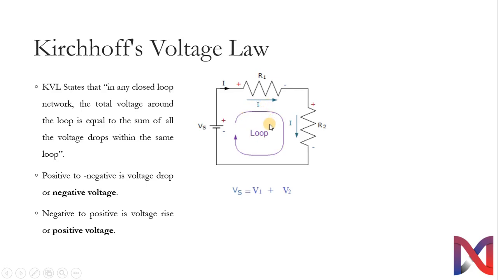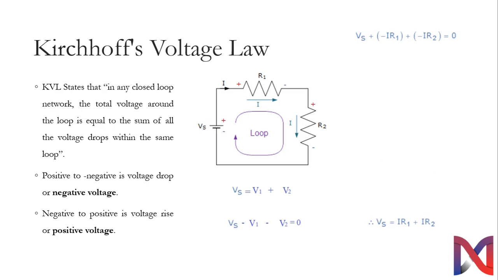The KVL of this circuit can be written as Vs is equal to V1 plus V2, that is, the total voltage is equal to the sum of voltages within the loop. This can also be written as Vs minus V1 minus V2 is equal to 0, which can further be written in the form of currents as Vs plus minus IR1 plus minus IR2 is equal to 0. Here we have taken the current in negative.